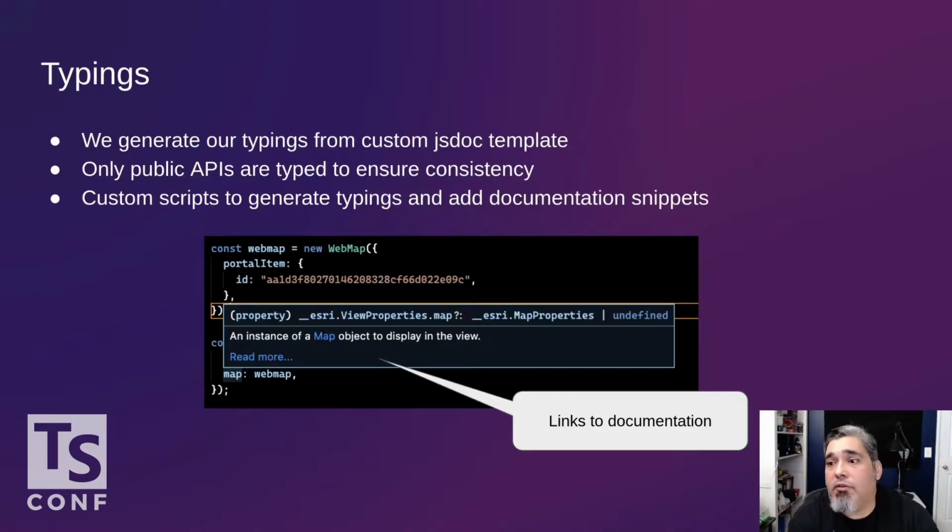We have some custom scripts to generate those typings, and we also add snippets from our documentation directly into the typings themselves. Since the documentation is created from JSDoc, it was pretty simple. Well, not simple, but it was one build tool we can use to pull some of the documentation snippets and inject them right into the typings, so that when you use a tool like VS Code, like you see here, if you hover over a property that comes from our API, you'll get a snippet of the IntelliSense of what the typings are, as well as a snippet of the documentation and a link to the documentation for that particular property or class that you might be working with.